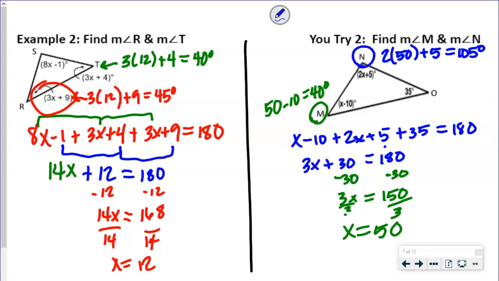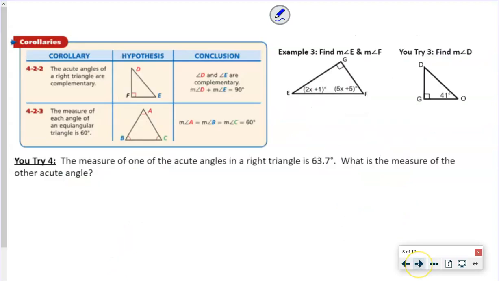And the way we can double check this to make sure it's right is add 40 to 105, that's 145, plus another 35, and guess what? That's 180, okay? Good way to check it.